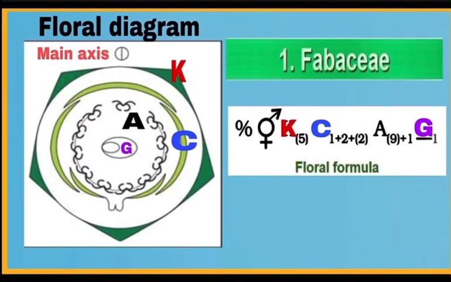Now see the floral diagram and floral formula. Read the floral formula along with me. It is zygomorphic, bisexual, calyx 5 and polysepalous. Corolla are also 5, arranged in 1 plus 2 plus 2 manner, where the anterior 2 are fused together, so they are put inside the bracket. Androecium are also in 2 bundles, 9 plus 1. 9 are fused, so are placed in the bracket, and 1 is separate. While in gynoecium, the ovary is superior and is unilocular.